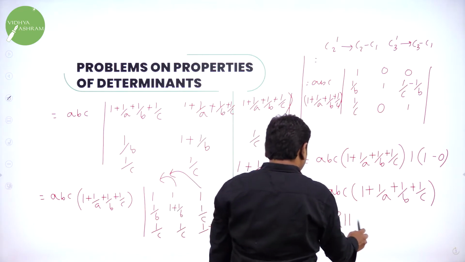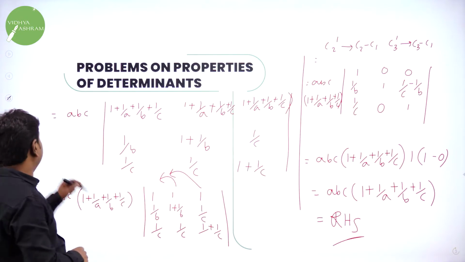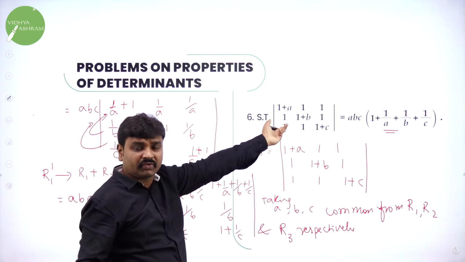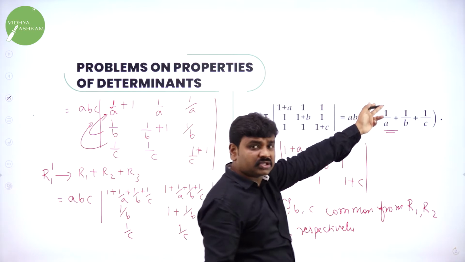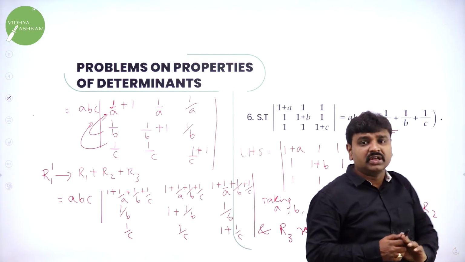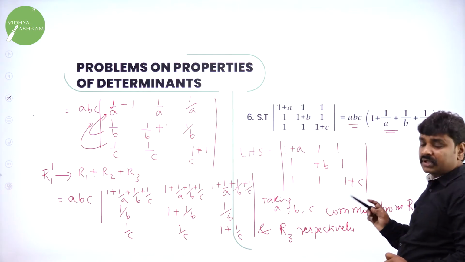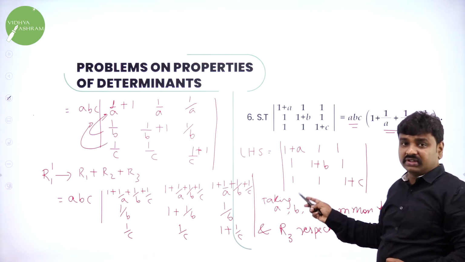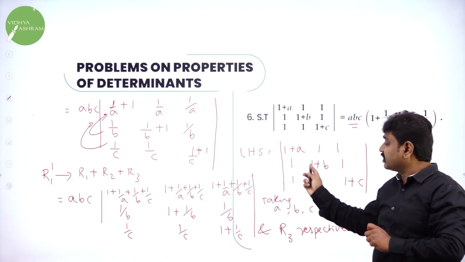It's a very interesting problem. In order to solve this problem, first you have to think what is the best method. So first they gave this determinant: 1 plus A, 1, 1; 1, 1 plus B, 1; 1, 1, 1 plus C. You should prove this equals ABC into 1 plus 1 by A plus 1 by B plus 1 by C. First we will take the LHS. When I observe, I want ABC common. So I will take A, B, C common from the first row, second row and third row. A common from the first row, B common from the second row, C common from the third row.